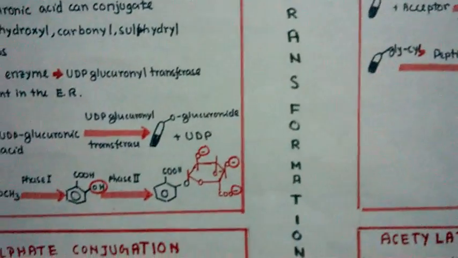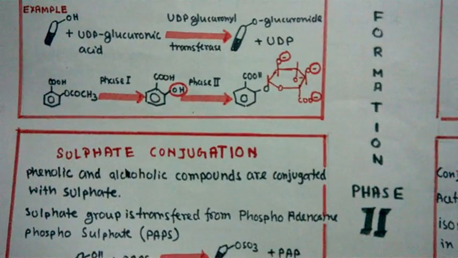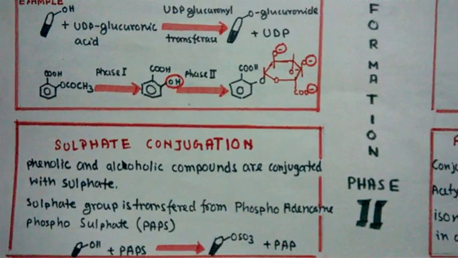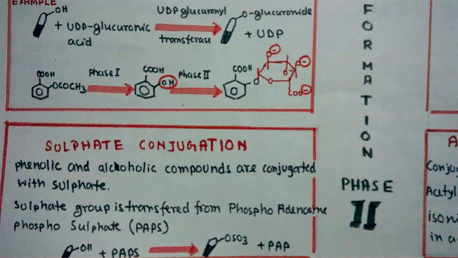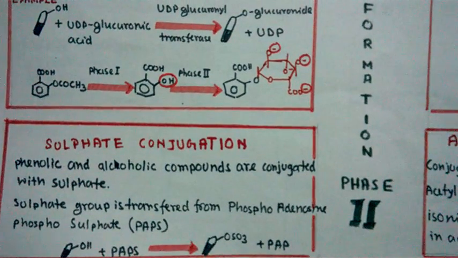Another important biotransformation reaction of phase 2 is sulfate conjugation. Sulfate conjugation takes place when there is a presence of phenolic or alcoholic groups, and the sulfate group is transferred from phosphoadenosine phosphosulfate, which is called PAPS. The sulfotransferase reaction transfers the sulfate group from PAPS to the particular drug and makes it more soluble.